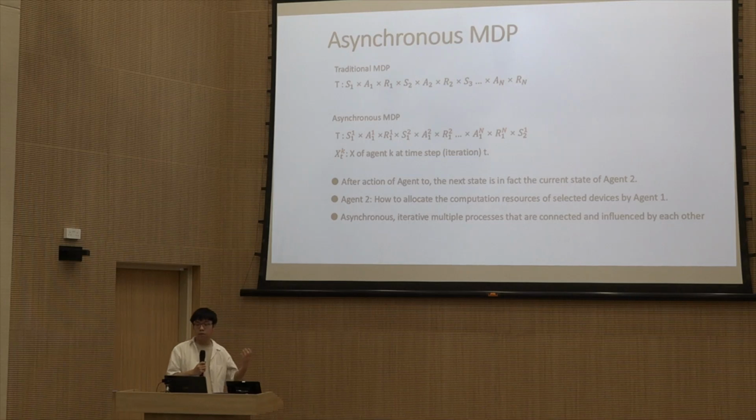So, for example, with the device selection and the power allocation in our scenario, the agent should know how to allocate the computation resources of the devices selected by the updating agent, by agent 1. So it is completely based on agent 1. And this is a synchronous, iterative, multiple-process setting where the processes are connected and influence each other. So for such a novel problem, we also need to design new algorithms.